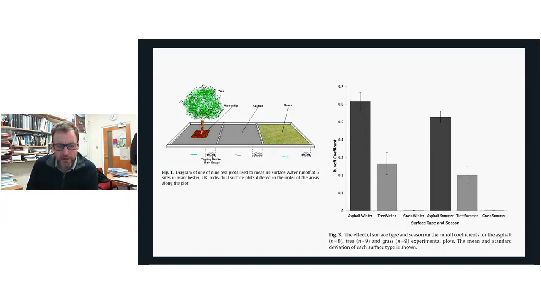If you look at the asphalt winter profile, we've got a runoff coefficient up over 0.6, but just having that tree in the middle more than halves the amount of runoff. But then with the grass, there's no runoff over the winter. Lower runoff coefficients in the summertime, but it's the same story. Just adding the tree, more than half the amount of runoff comes off that area, and having the grass there almost completely eliminates it.